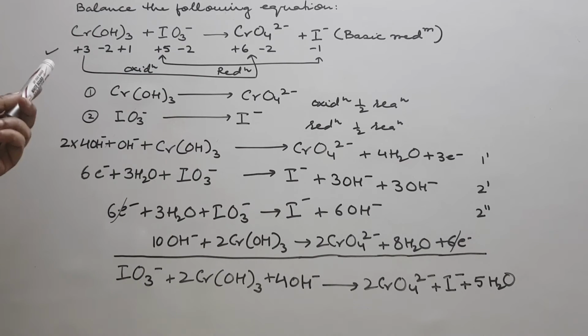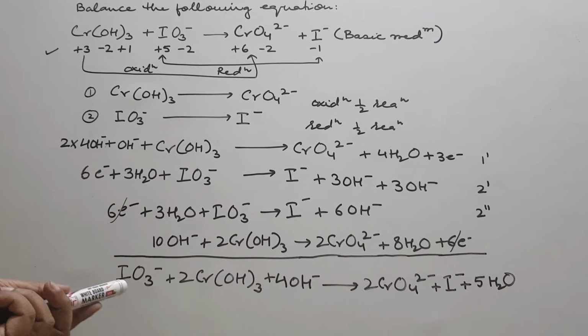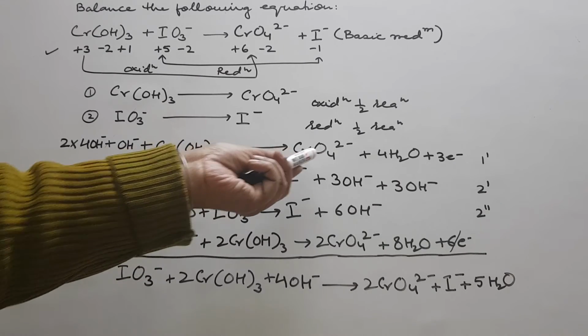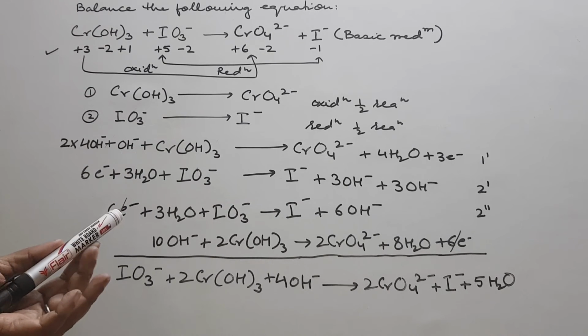So first I took up this for balancing. First I balanced atoms other than H and O. Here it was Cr, already balanced. For balancing of O, you see it was 4 this side, it was only 3. I brought one OH minus ion, and I could get it balanced.